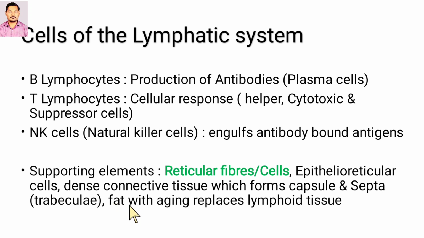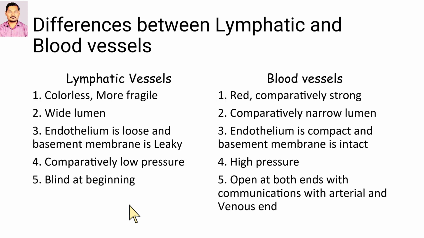So remember, B cells, T cells, that is the B lymphocyte, T lymphocyte, and the natural killer cell are the major responsible active elements, and supporting elements are many. Reticular fibers provide the support for the cells which are laid down there, and they are forming different organs or the components of the lymphatic system.